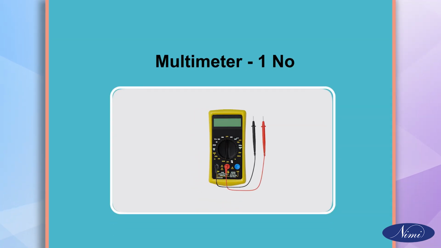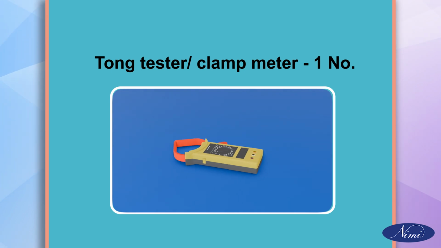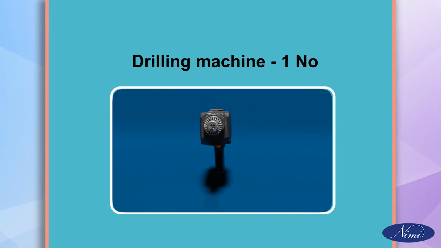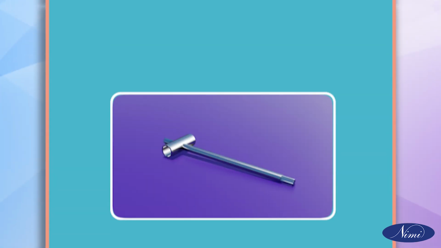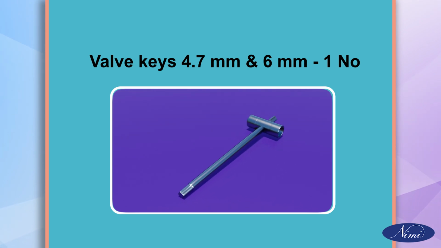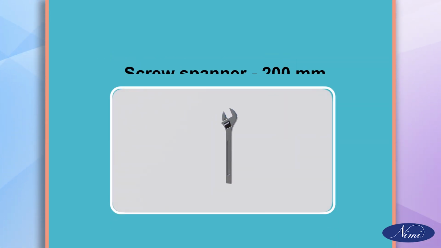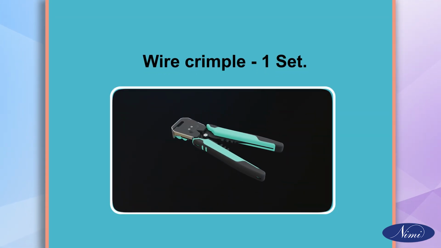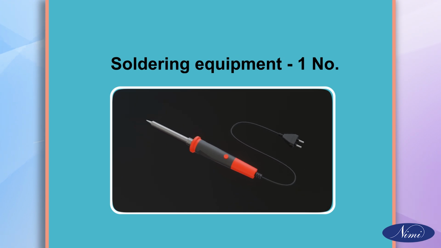Multimeter 1 number. Tong tester clamp meter 1 number. Spanner 1 set. Drilling machine 1 number. Air blower 1 number. Valve keys 4.7 mm and 6 mm 1 number. Screw spanner 200 mm. Wire stripper 1 number. Wire crimper 1 set. Soldering equipment 1 number.